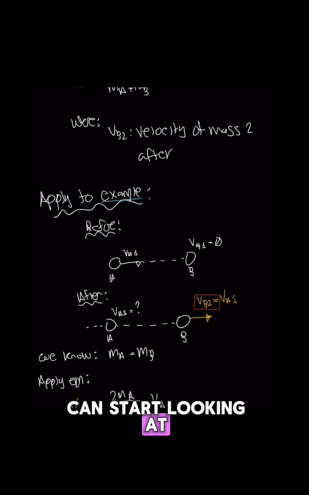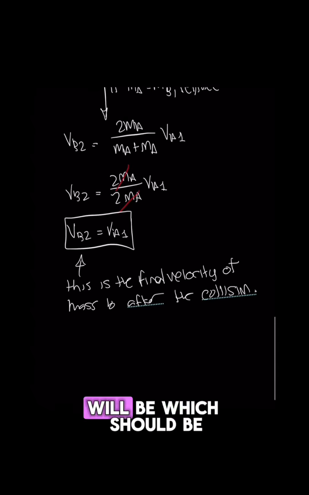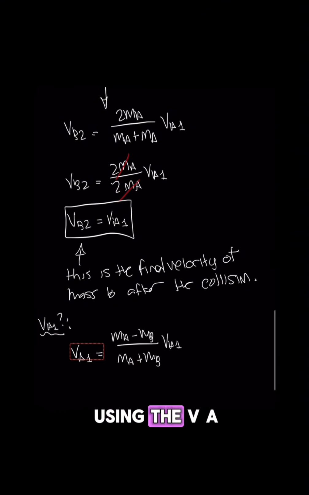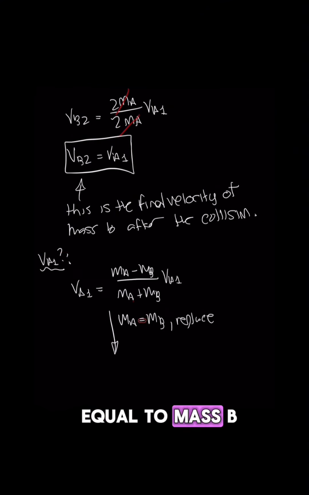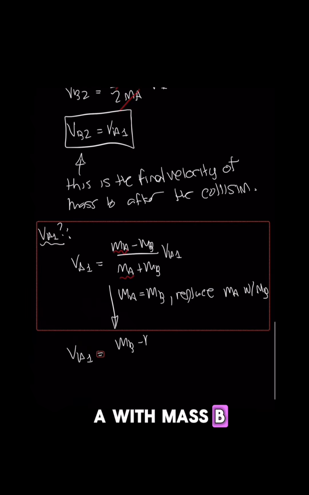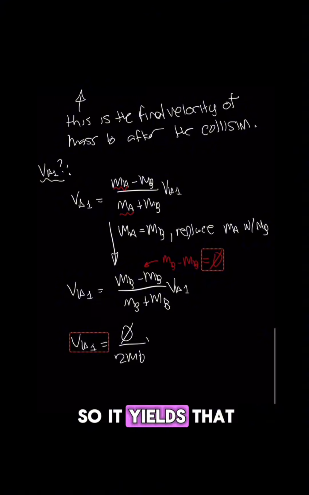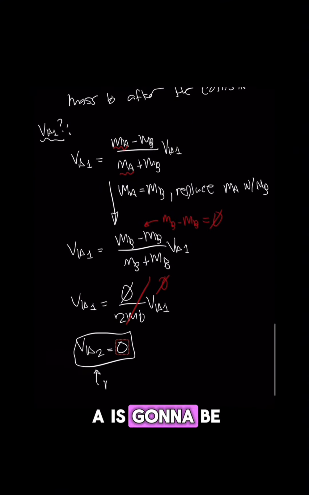And so now we can start looking at what the final velocity of mass A will be, which should be denoted by VA2. Sorry about that, guys. So we can start by using the VA2 equation. Since mass A is equal to mass B, we can replace mass A with mass B. And if we do that, we get this. And then the top is just going to be equal to 0. So it yields that the final velocity of mass A is going to be equal to 0.